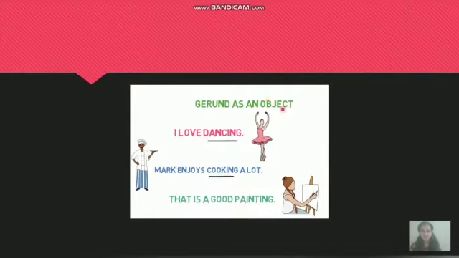Now, gerund as an object. So the object should also be either a noun or a pronoun. Look at the example. I love dancing. Here in this sentence, dancing is the object and dancing is not a verb. It is functioning as a noun here. Mark enjoys cooking a lot. So in this sentence also, the object cooking is acting as a noun. That is a good painting. In this sentence also, painting is a noun and it is not acting as a verb.